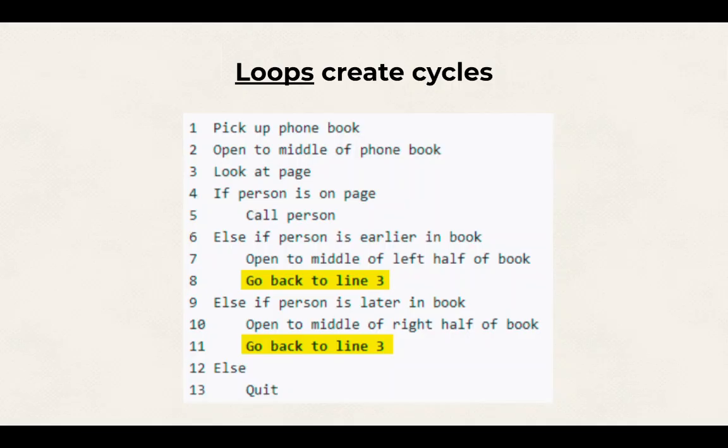And lastly, we have words that create cycles, and this is where we could repeat parts of our program called loops. Just as a general note, in computer science, this process of simplifying a really complex concept like searching a phone book is called abstraction.